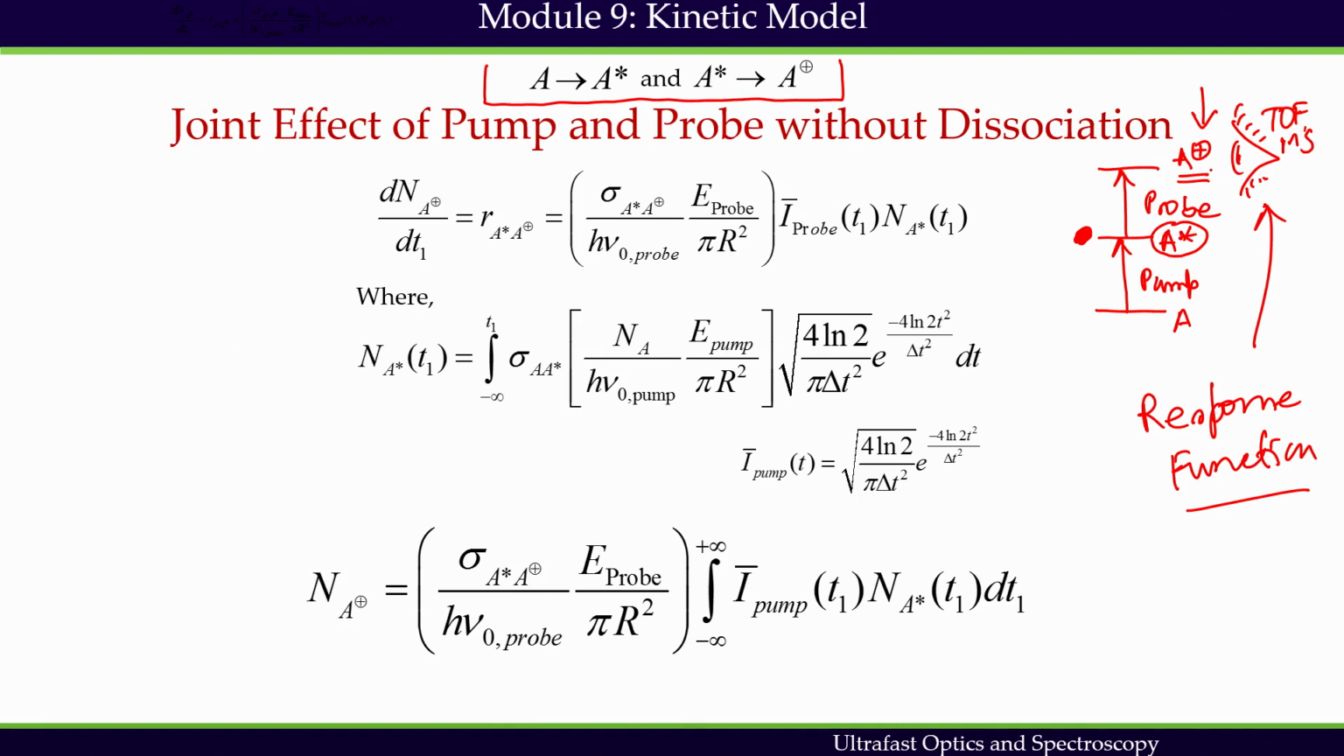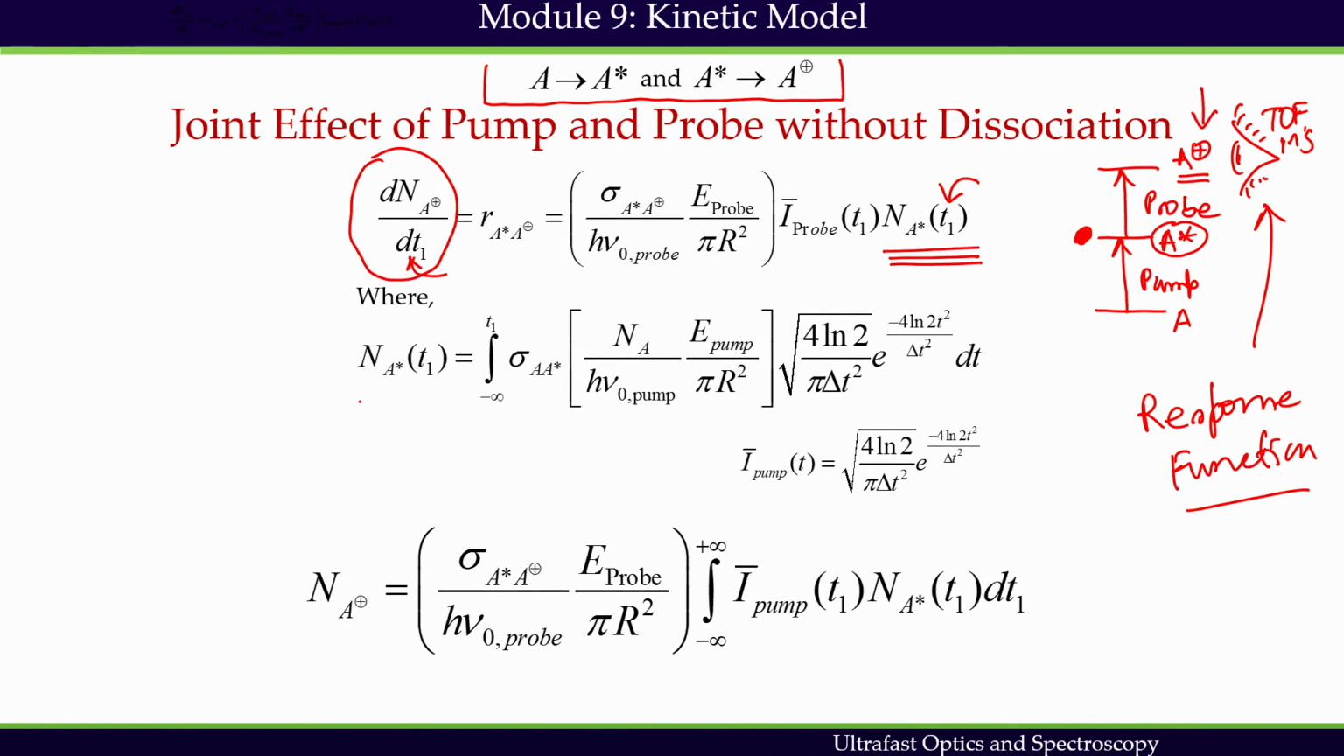So, in this case we will be able to write down the ionization rate equation, which is dNA plus dt1. We have to remind ourselves that this variable we have taken as t1 because this will depend on the population of Na star, and the Na star population would depend on T1. So this equation has a variable T1.